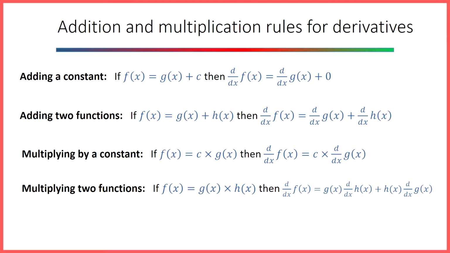And finally, we have an equation that tells us what to do if we need to take the derivative of two functions that are multiplied by each other. If f of x equals g of x times h of x, then the derivative of f of x equals g of x times the derivative of h of x plus h of x times the derivative of g of x. These are all important equations, so don't forget them. But let's move on to a topic that's more applied.